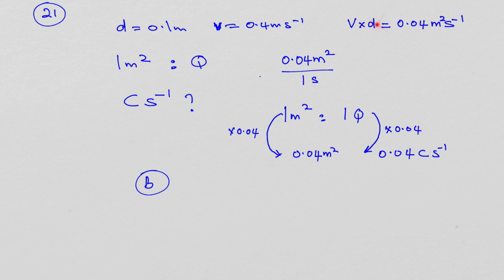If I multiply the velocity times the distance, I'll get 0.04 meters squared per second. The reason I've done that is because I'm looking for 1 meter squared. So a meter squared, I can get by multiplying these two together per second. So that's 0.04 meters squared per second. All I now need to do is move from 1 meter squared to 0.04 meter squared. So multiply that by 0.04, I get 0.04 meters squared, and 1 coulomb times 0.04 will give me 0.04 coulomb. So therefore the answer is going to be B.